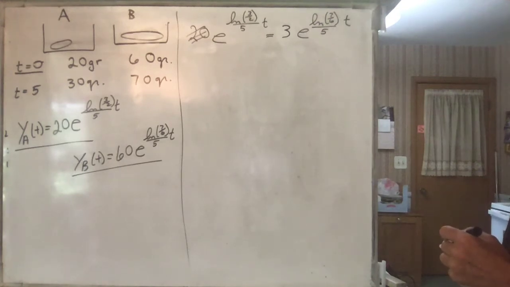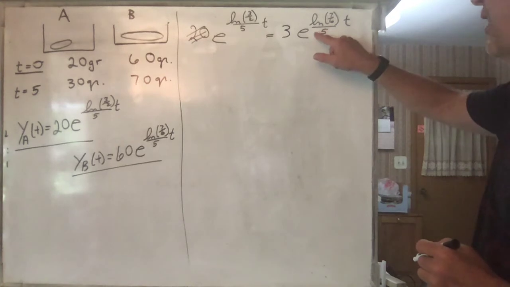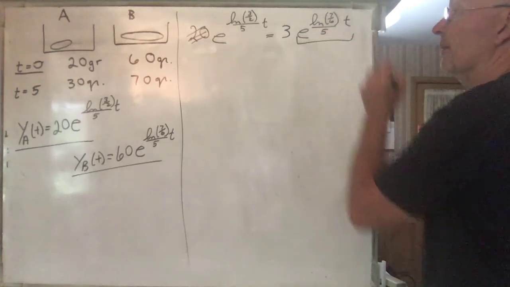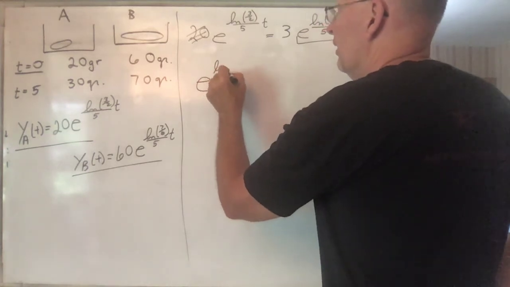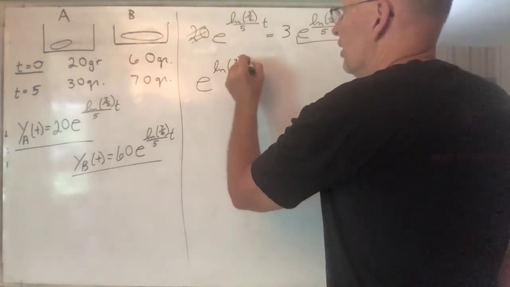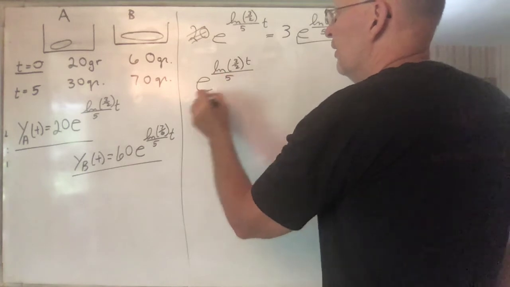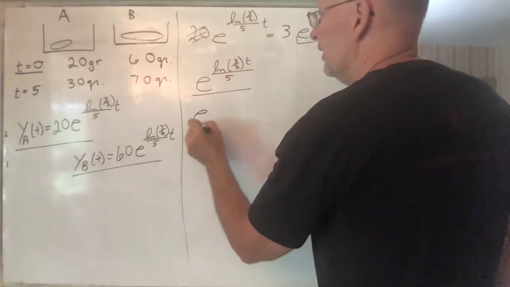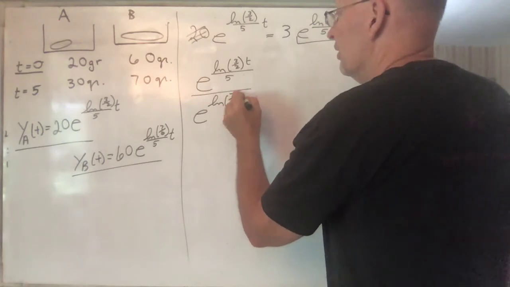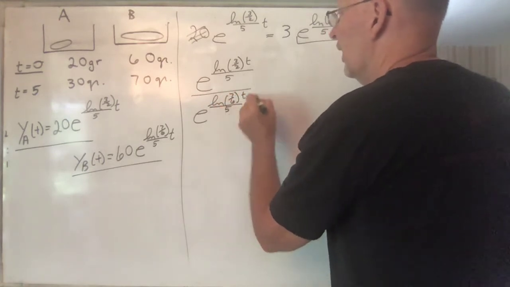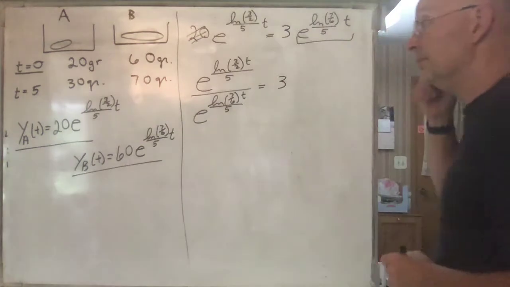Now, what can we do next? I can divide both sides by this whole thing. So if I do that, I'm going to get e to the ln of 3/2 t over 5, all divided by e to the ln of 7/6 t over 5. That's all equal to 3.